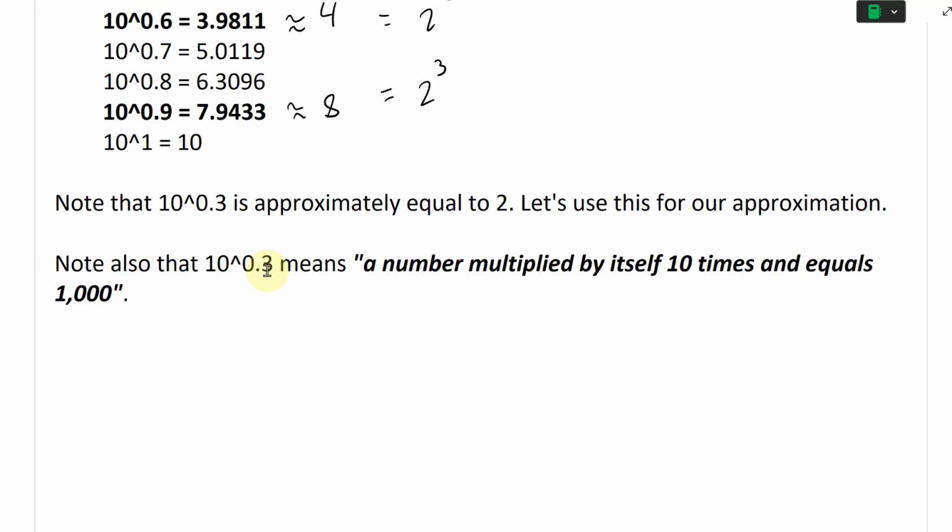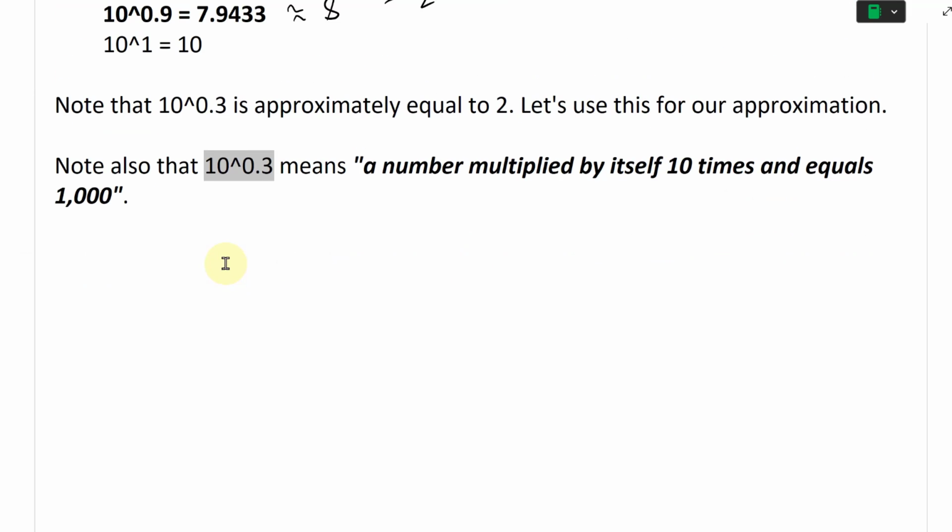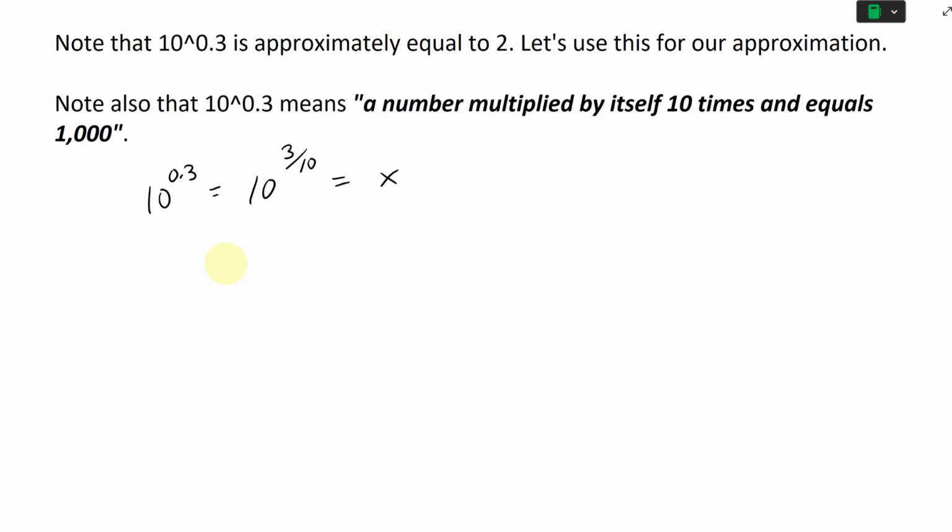Just to grasp what this means though, 10 to the power of 0.3 means a number which, multiplied by itself 10 times, equals 1,000. In other words, 10 to the 0.3 equals 10 to the 3 over 10. So 3 over 10 is just 0.3. And let's say this equals a number x. What this means is, if we take this to the power of 10 on both sides, so 10 to the 3 over 10, to the power of 10, and on both sides, so x to the power of 10, this would cancel out. So you're just left with 10 to the 3. This equals 10 to the 3. And this equals, well, you could just do it in your head.